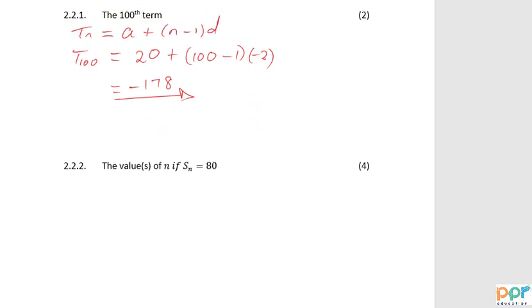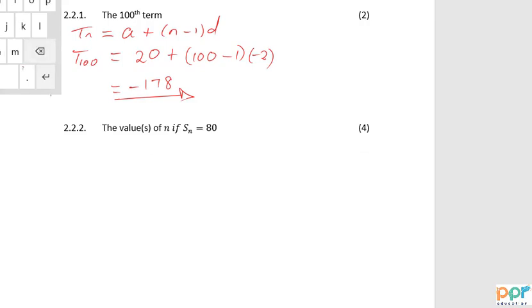Now, next they want us to determine the value or values of n if the sum to n terms is exactly equal to 8. They tell you the sum to n terms is equal to 8. Tell me which values of n make the sum to n terms equal to 8.